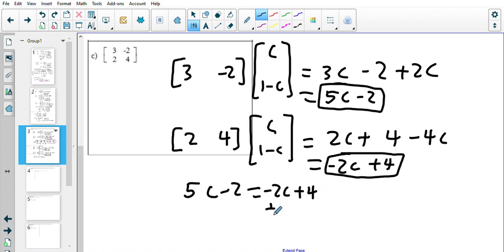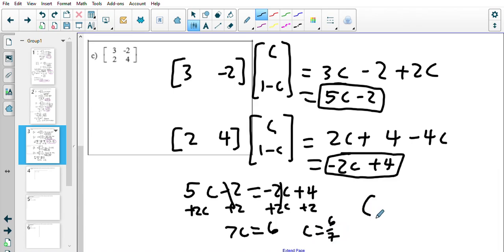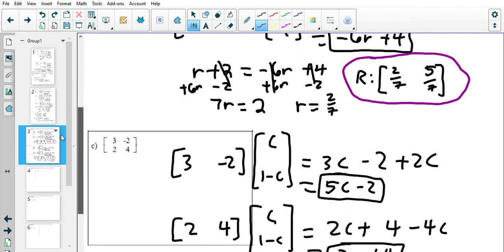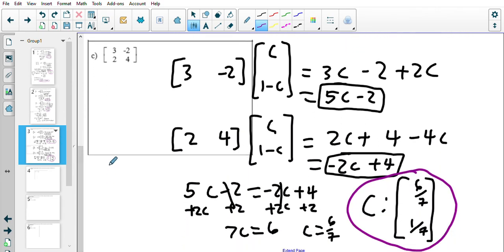So let's add 2C to both sides and add 2 to both sides. That'll give us 7C equals 6. So C equals 6/7. So that means our column strategy is 6/7 for the first option and 1/7 for the second option. So those are our optimal strategies. Our optimal row is 2/7, 5/7. Our optimal column is 6/7, 1/7.